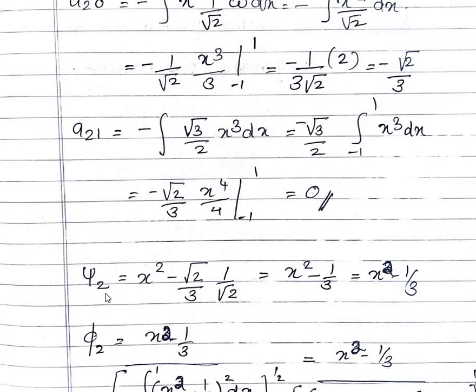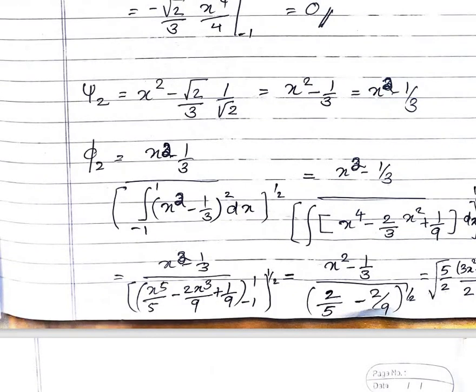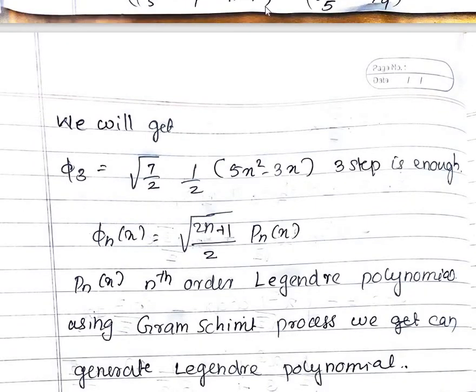So we will get psi 2. When we substitute all these values, psi 2 is equal to x square minus square root of 2 by 3 into 1 by square root of 2, that is x square minus 1 by 3. From psi 2 we can calculate phi 2 by the normalization procedure. So psi 2 is x square minus 1 by 3 divided by the integral from minus 1 to 1 of x square minus 1 by 3 the whole square into dx. When we do this operation, we get the value square root of 5 by 2 into 3x square minus 1 by 2. So we get phi 2.